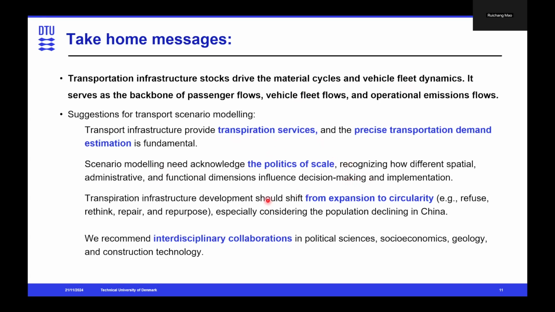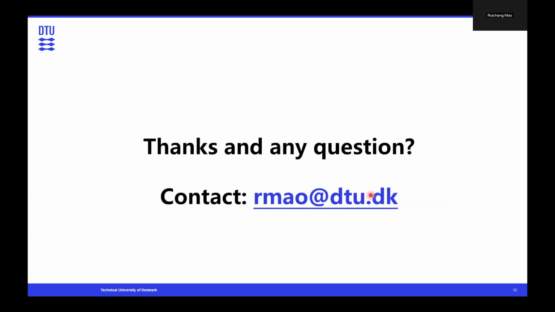And also we need to shift from expansion to circularity, especially considering the population decline in China. And we recommend interdisciplinary collaboration across political science, social economics, geology, and also construction technology. Okay, thanks for your attention.